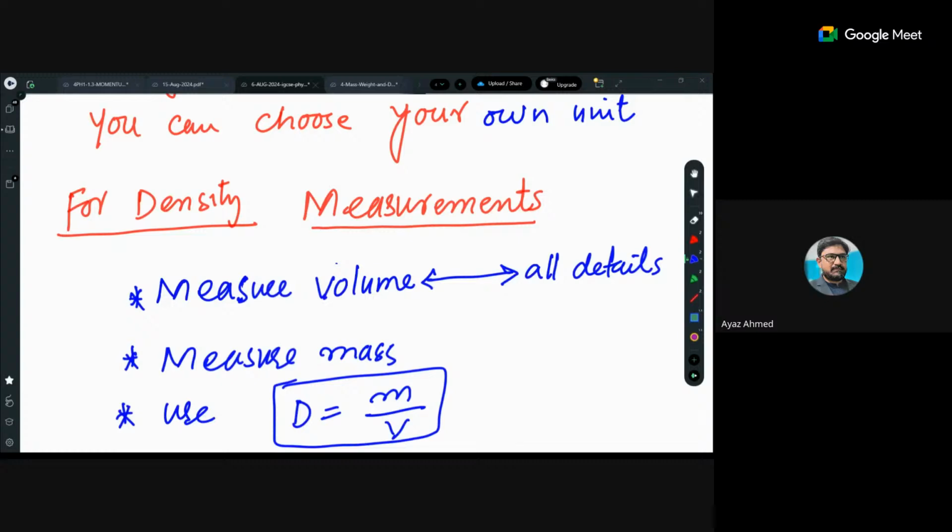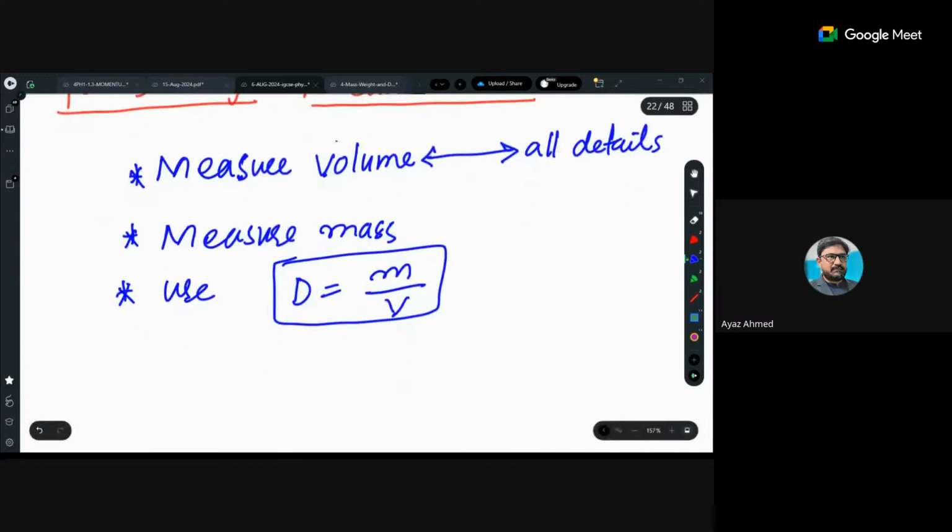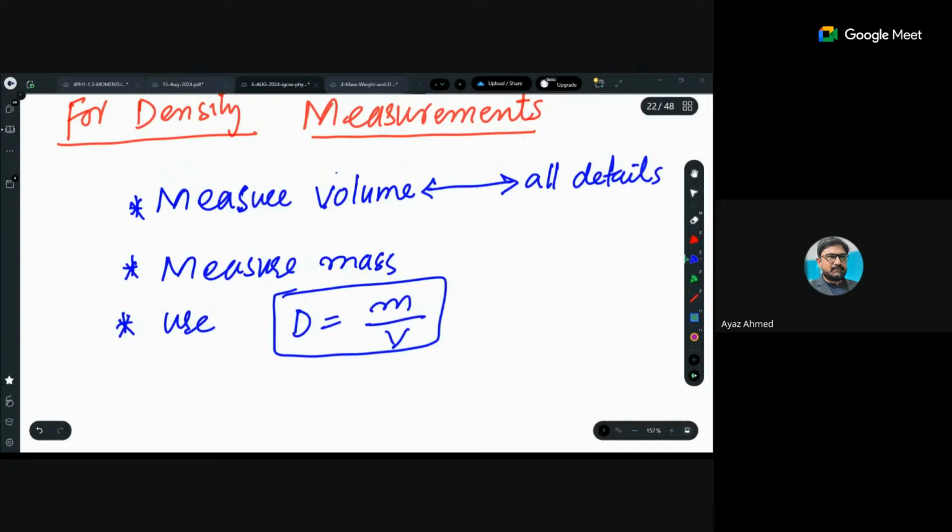And what is the best thing for volume measurement? The liquid displacement method. Most of the time the question asked is that you have a liquid displacement method: measure volume, then use that volume to measure the density of the object. Okay? Okay sir. Is there any confusion in this? No sir. Okay.